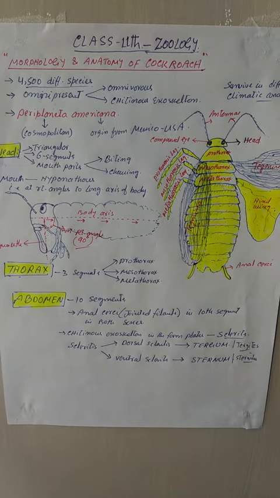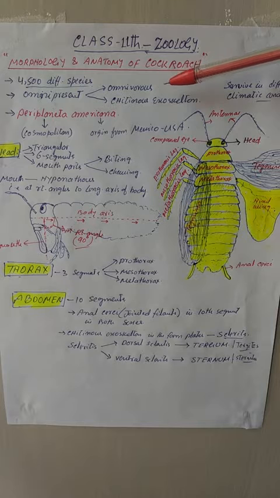So far the morphology and anatomy of cockroach is concerned, we must know that there are almost 4,500 different species of cockroaches throughout the world, and they are omnipresent. That means they are present everywhere in any type of climatic conditions. This is because of various characteristic features which enable the animal to survive in diverse climatic conditions.